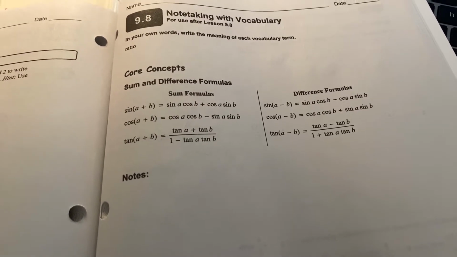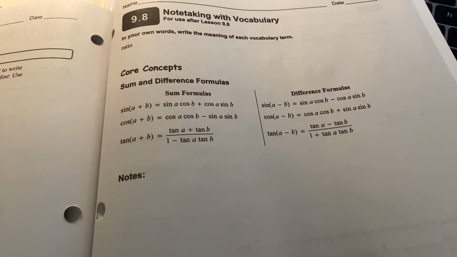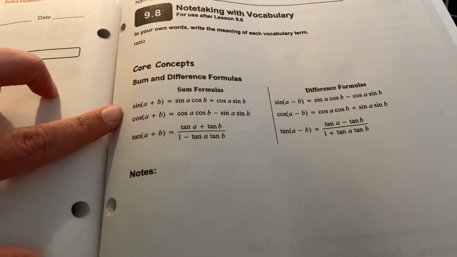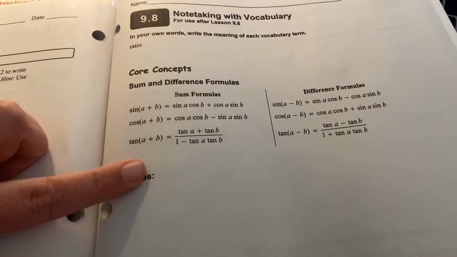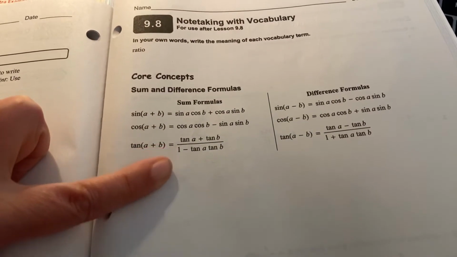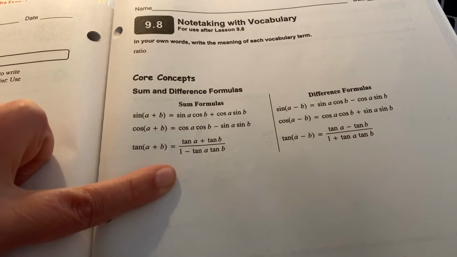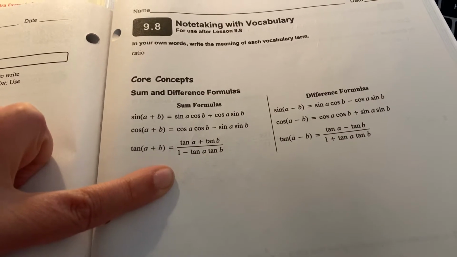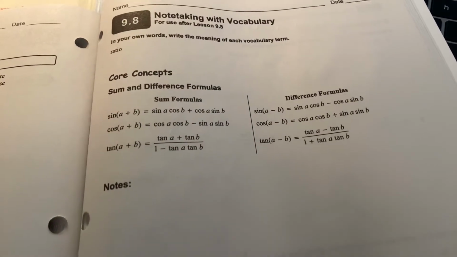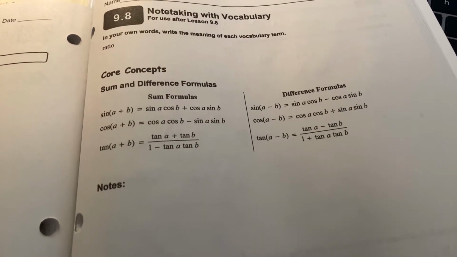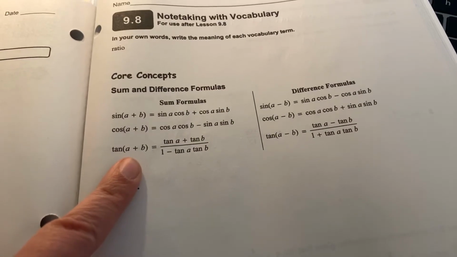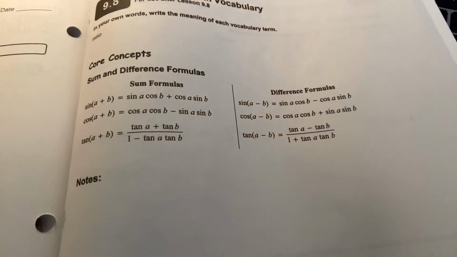Today we need to talk about the sum and difference formulas for our trig functions, sine, cosine, and tangent. These are formulas that we will use to find exact values of certain functions. So it's a little confusing, but we'll refer back to these formulas again and again. So keep them handy.